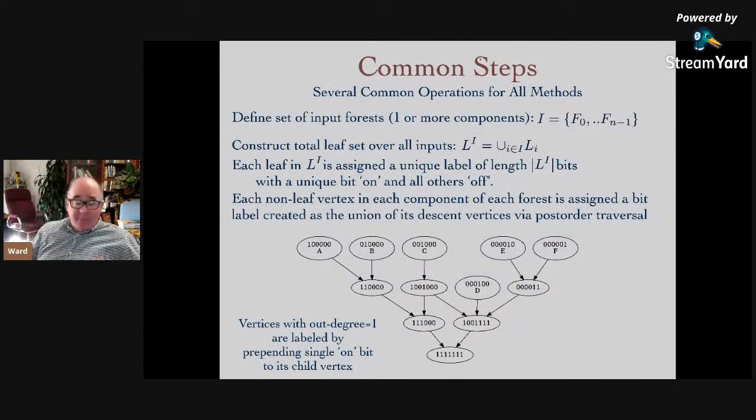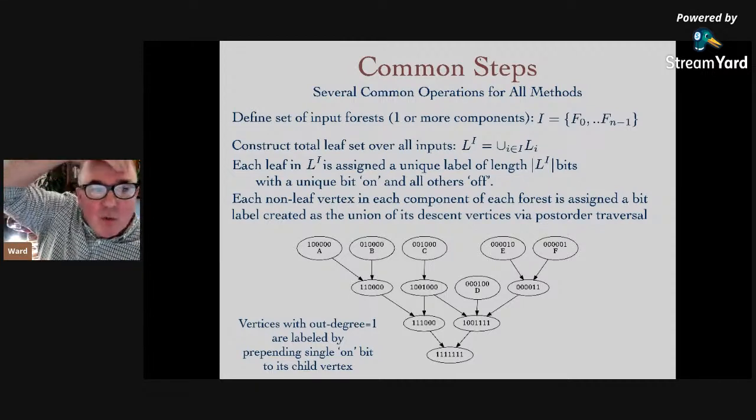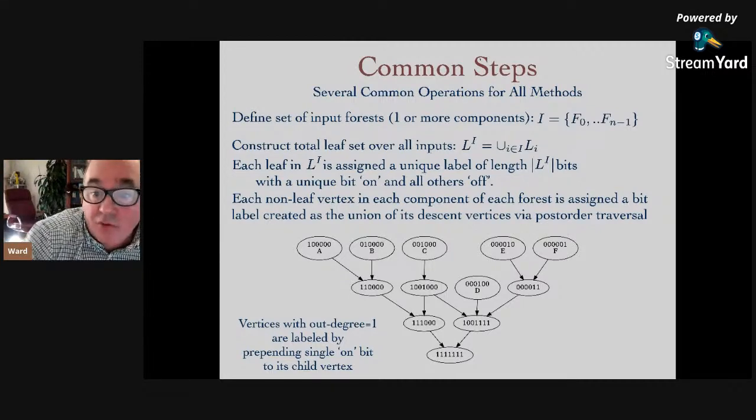So now I'm going to talk about the steps to construct vertex-based and edge-based supergraphs. There are several components that are common to all of them. The first is that we have a set of input forests, with 1 or more components. A tree is a forest, a trivial forest, but nonetheless it's there. So we have inputs I, and that consists of a series of forests. Now the first thing we do is construct the total leaf set over all inputs.